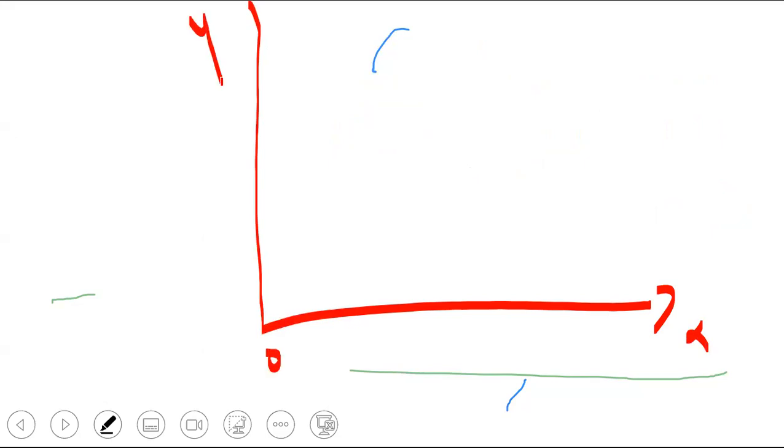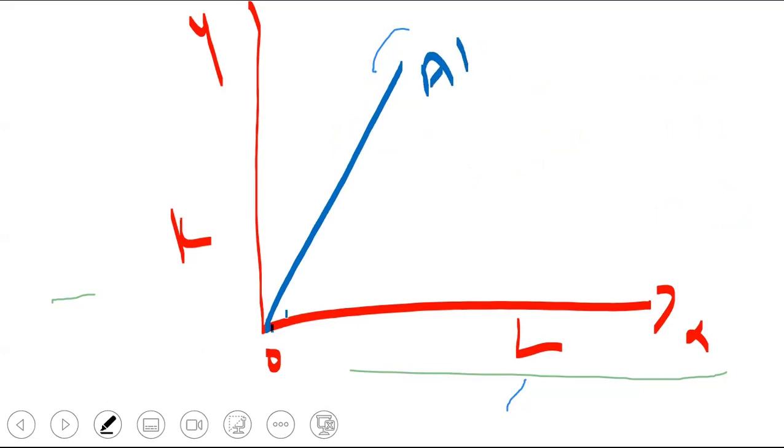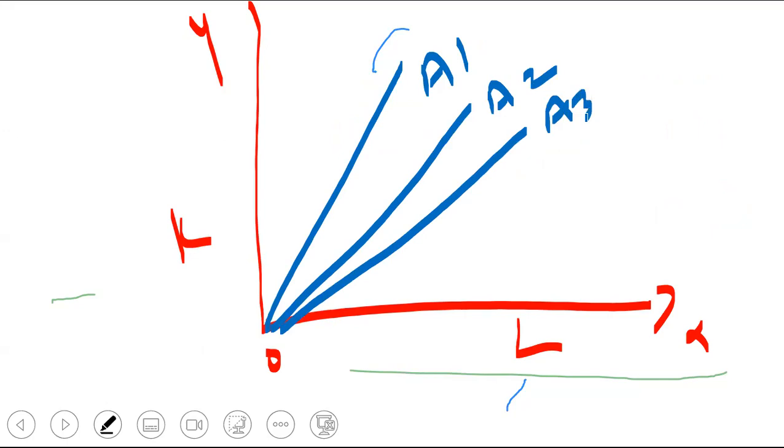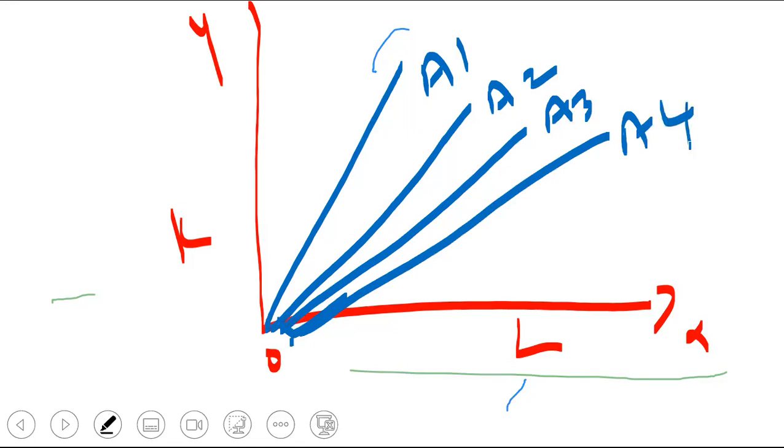Draw the diagram. Labor, capital. I'm changing the color. A1, A2, A3, A4. Now I'll use another color. This is the isoquant. A, B, C, this is C, and this is D. How did I draw it? Like this.